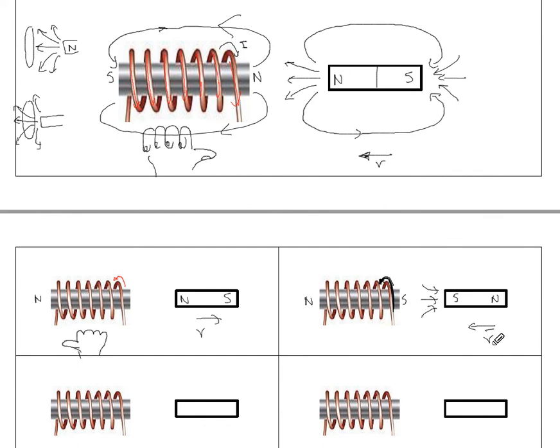And lastly, if we look at our south and north poles right here, and say we now bring that magnet away from it, the magnetic field lines through the solenoid are decreasing. This side's going to act like a north pole, and this side's going to act like a south pole. The current's going to travel in that direction.